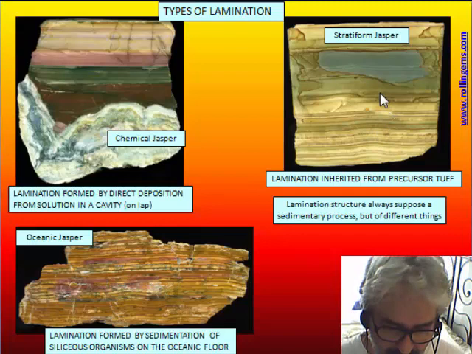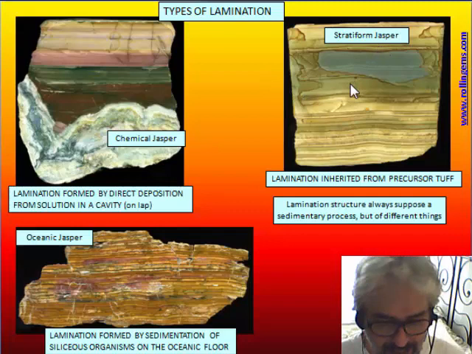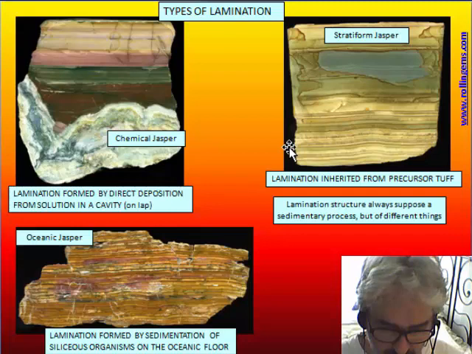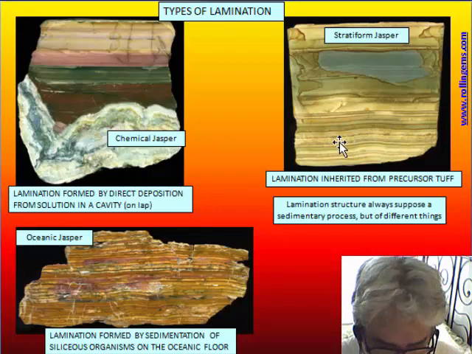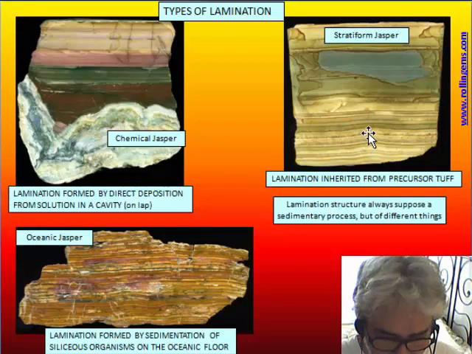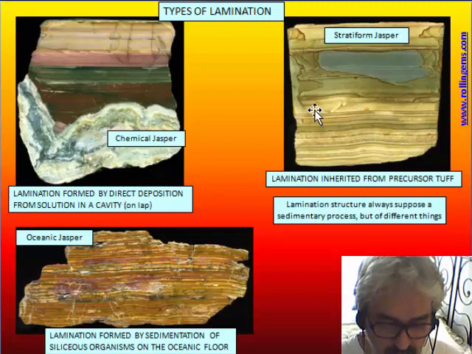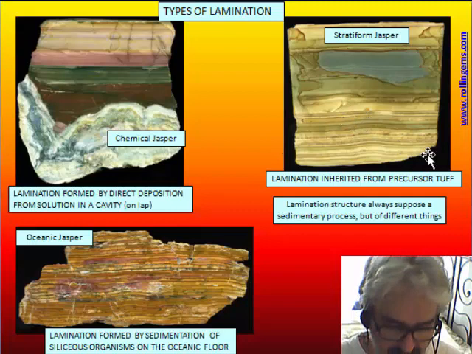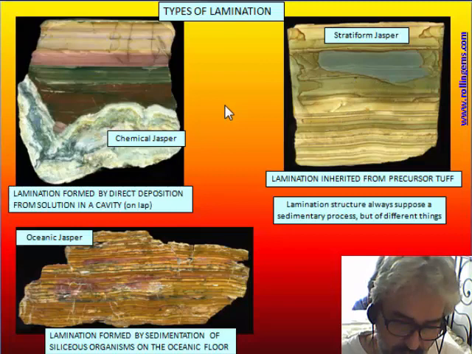Another lamination is found in some kinds of stratiform jasper, and this is a primary lamination inherited from the tuff. Many of the tuffs are sedimented by gravity or resedimented by gravity, and lamination is a very common feature of the tuff. And these lamina often show the primary structure. Some lamina are coarser than others. Some have a direct grading, so the biggest clasts are at the base of the lamina and the finer at the top. And in some cases you can also find crossbedding, which is an indication of flowing water above the sediment.